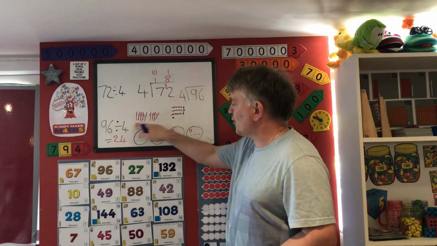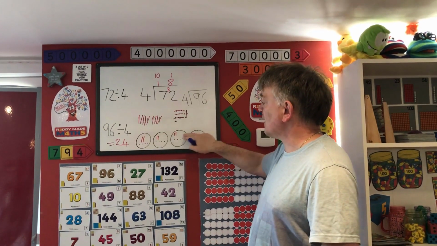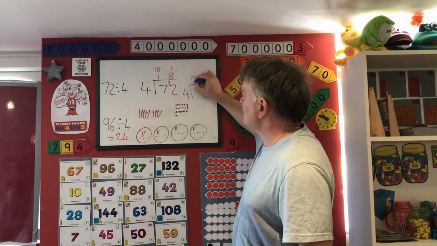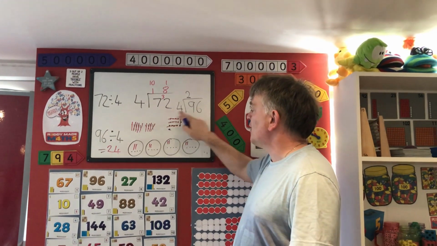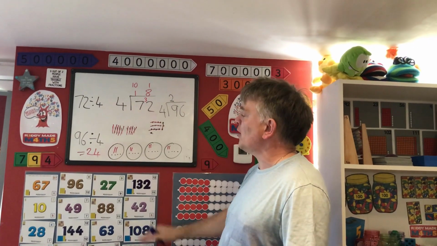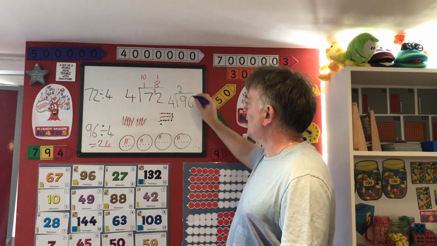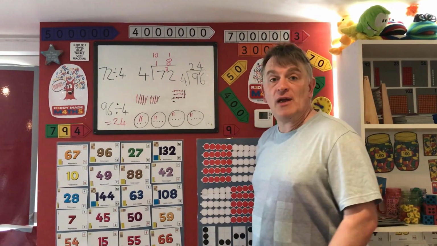As soon as we write that as a method, there's the 96, there's the 4. What did we do? We took our 9 10s, we shared them between 4. You can see there, 2, 4, 6, 8. They are the 2 10s each that we got. We had this 1 10 here that was left over, which we exchanged for 10 1s. That left us with 5, 10, 15, 16 1s. We shared them between the 4, and we ended up with 4 each.